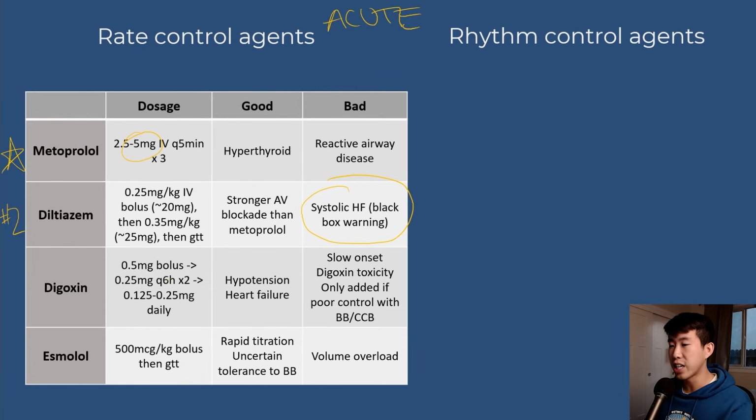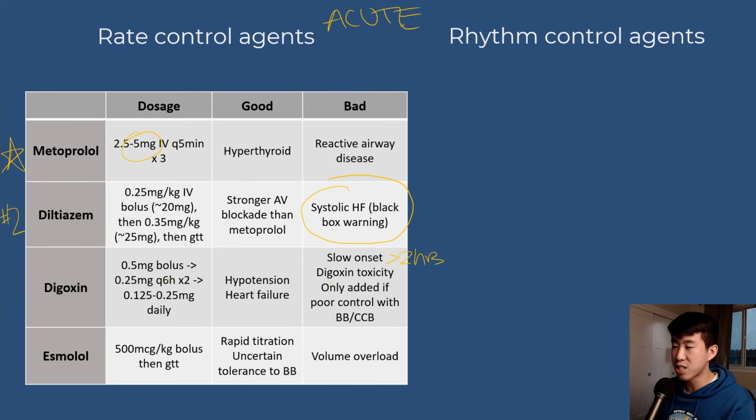This is really good if your patient is kind of borderline hypotensive or if they have heart failure, because that actually has a little bit of positive inotropy. The bad things about this is it's slow onset, so it takes like greater than 2 hours for it to really kick in. You do get digoxin toxicity, and you're going to have to measure their digoxin levels regularly.